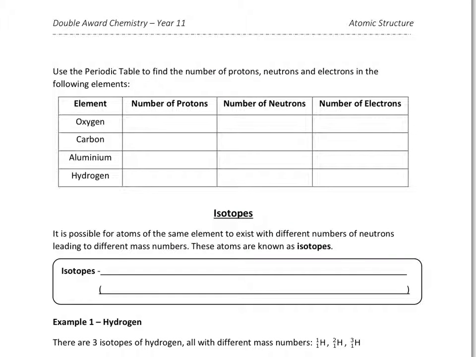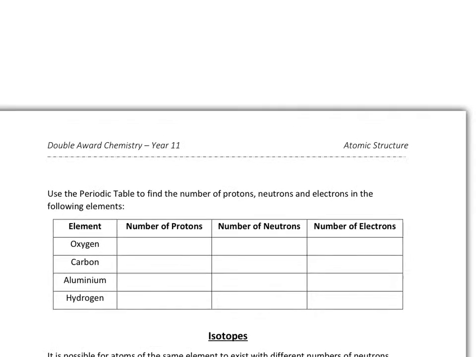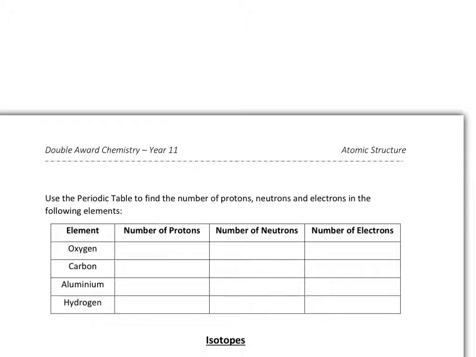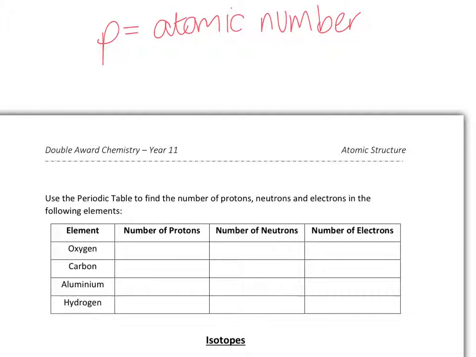Okay, turn over to page 4 in your notes and you'll see there's a table for you to fill out with the total number of protons, total number of neutrons, the total number of electrons in each of these elements. So take some time to fill that out now, remembering that the number of protons equals the atomic number. The number of electrons is also equal to the atomic number.